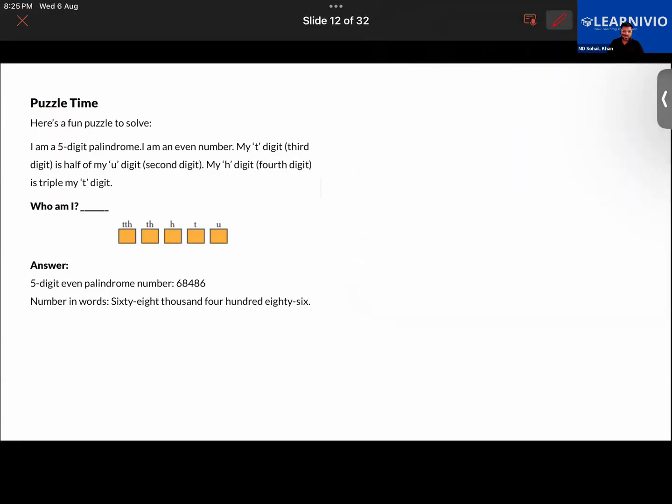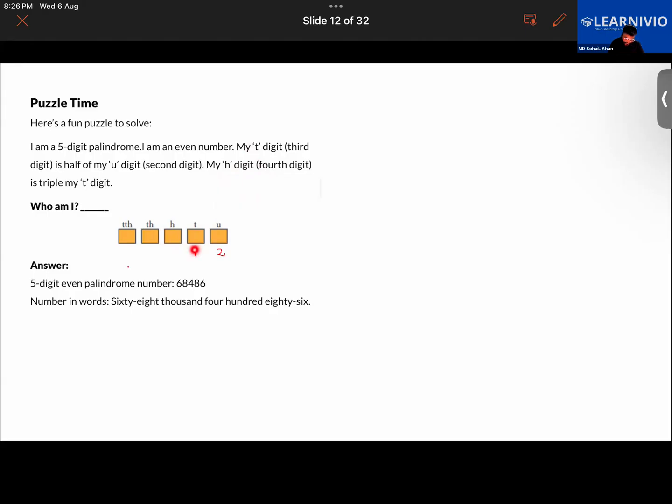So let's look at the question. It says that I'm a 5-digit palindrome. So obviously, whether you read it from the left or the right, it should be the same. And it says I'm an even number. So the digit at the unit place should be 2, 4, 6, 8, or can be 0 also, right? But it says my T digit, third digit, is half of my U digit. Let's begin with the smallest even number, that is 2. So say that this is 1.